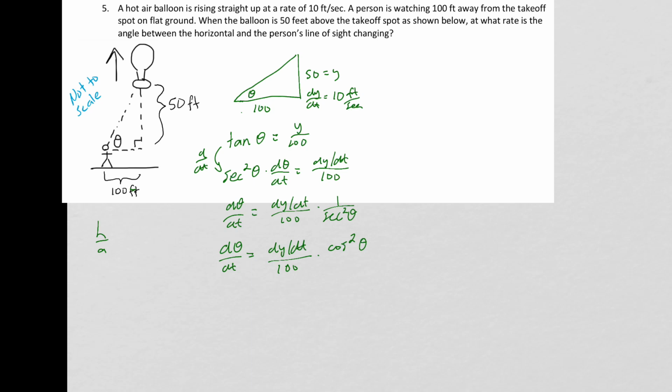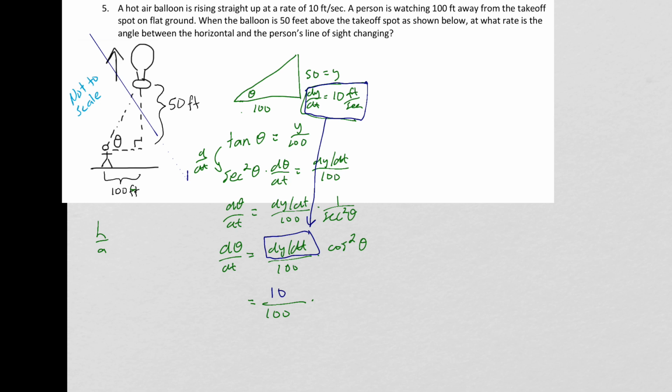The first of which is that we know dy over dt. If you look at it, I don't think I did it. Dy over dt is 10 feet per second. So I'm going to take this right here, slide it in right there. And I'll write that equals 10 over 100 times.